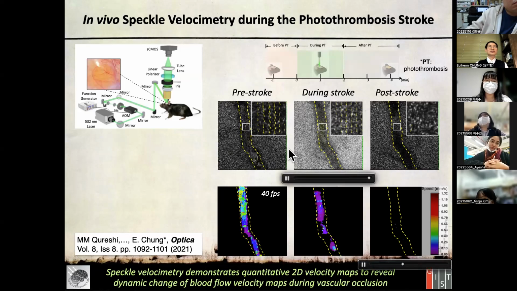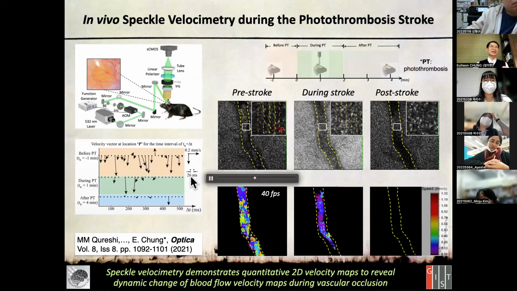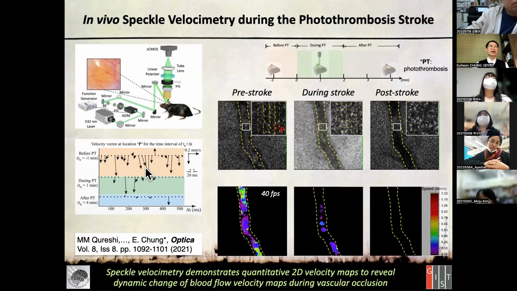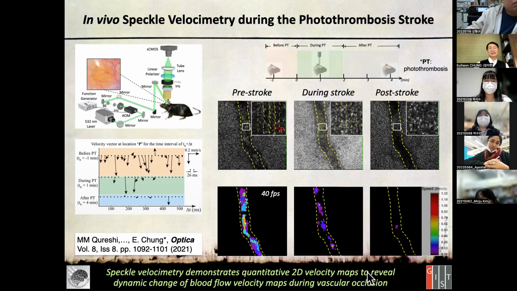So for example, to show how dynamic this phenomenon is, we chose one point P over here, and every 26 milliseconds we plotted the velocity vector before, during, and after. You can actually realize how dynamic the speed, the direction, and the amplitude of the velocity vector are. So this speckle velocimetry is demonstrating 2D quantitative maps to reveal the dynamic nature of blood flow velocity maps during the process of vascular occlusion.